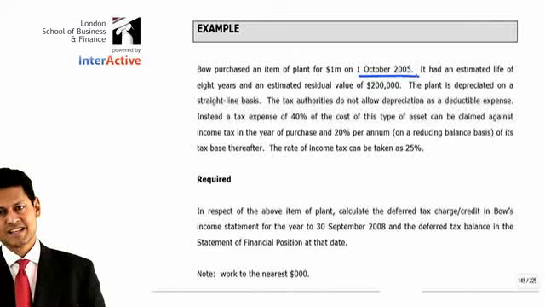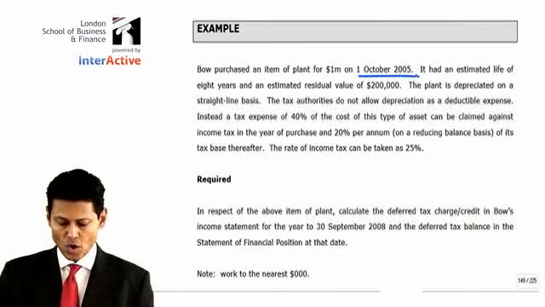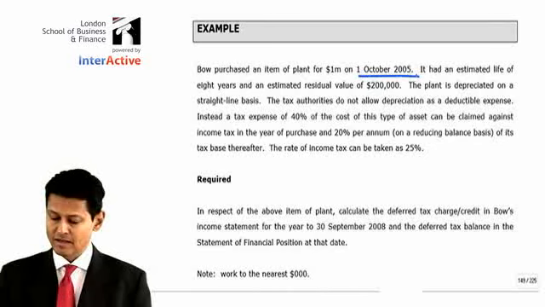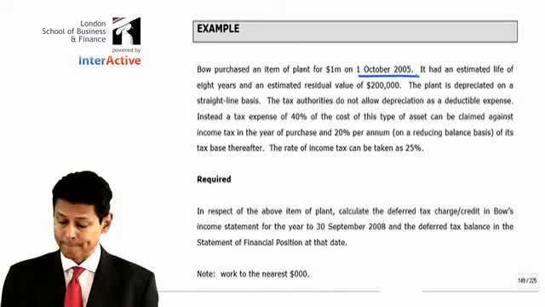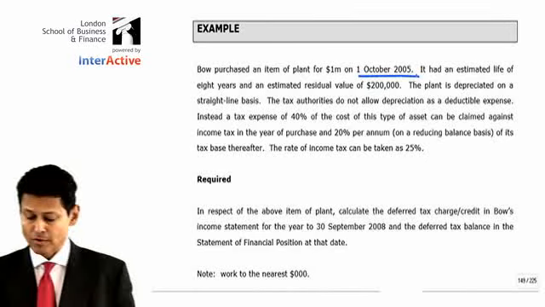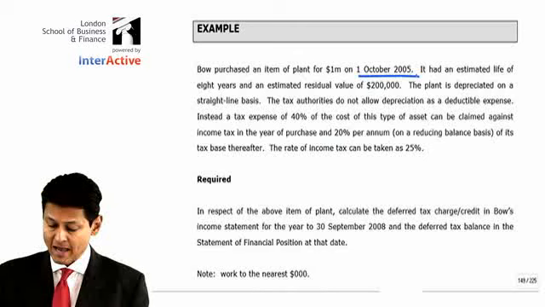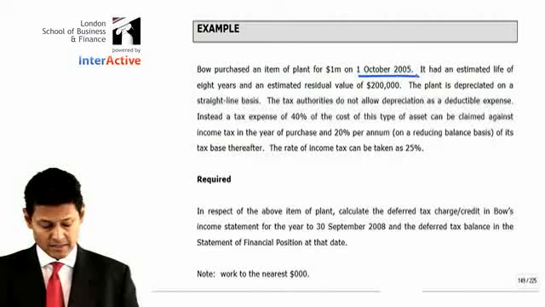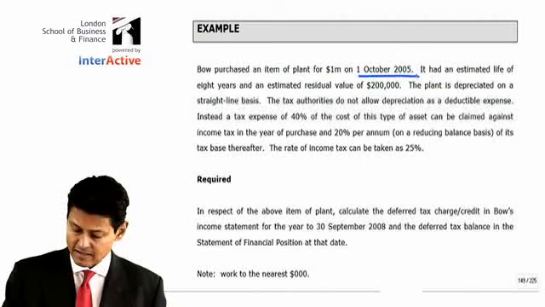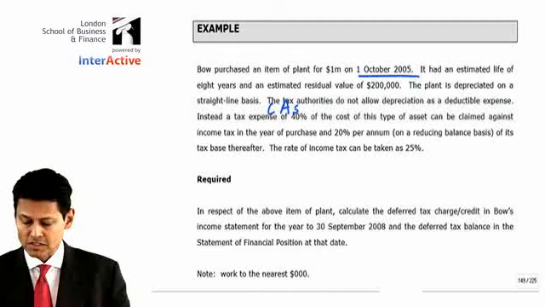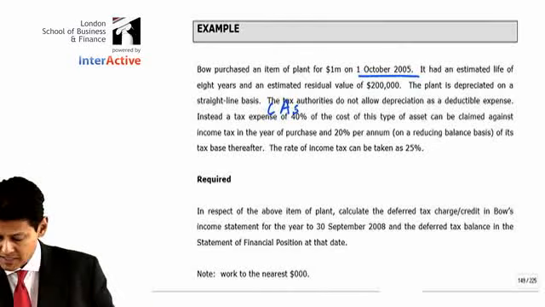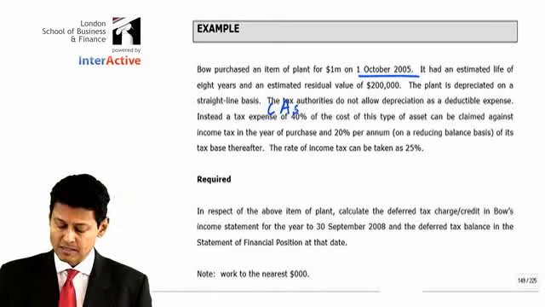Yep, you've got it. That figure, of course, 1 million minus 200,000 divided by 8 years is 100,000 per annum. The plant is depreciated on a straight line basis, of course. Tax authorities say that the tax expense is 40%. That's another way of saying capital allowances on the cost of this type of asset can be claimed, and 20% per annum is depreciation. I beg your pardon, the 20% per annum on a reducing balance of this tax base thereafter.